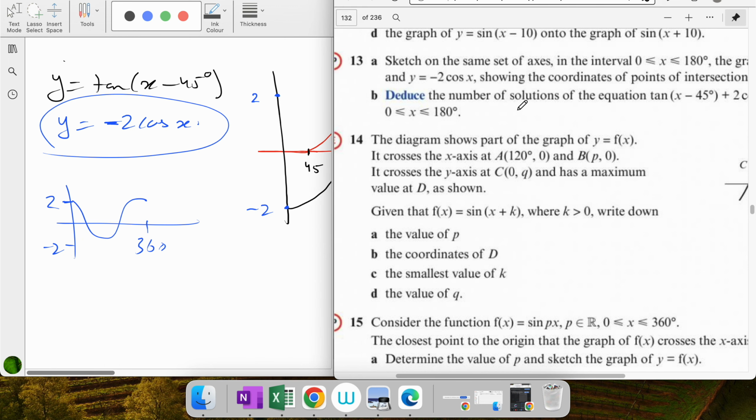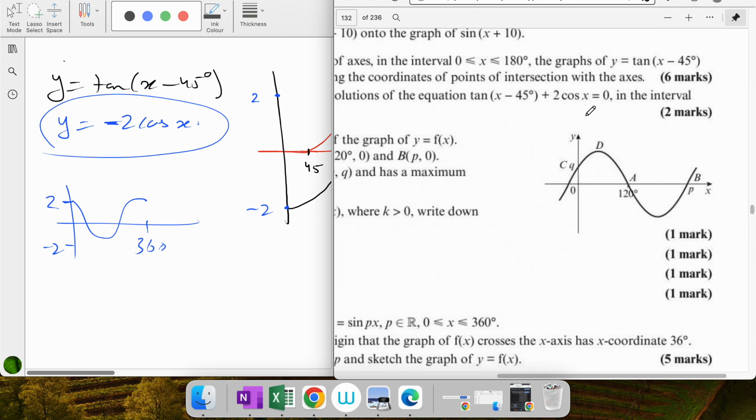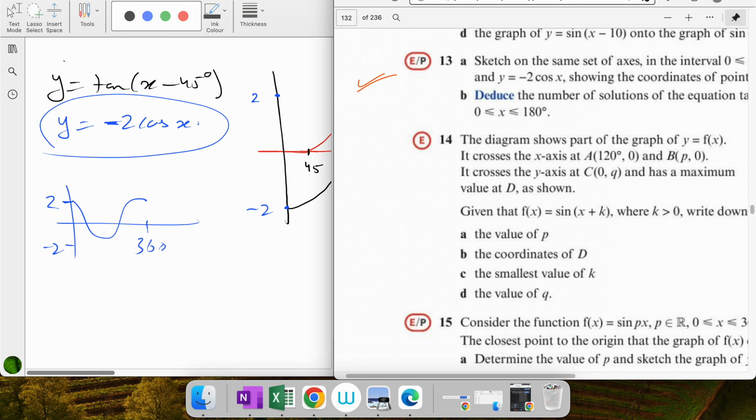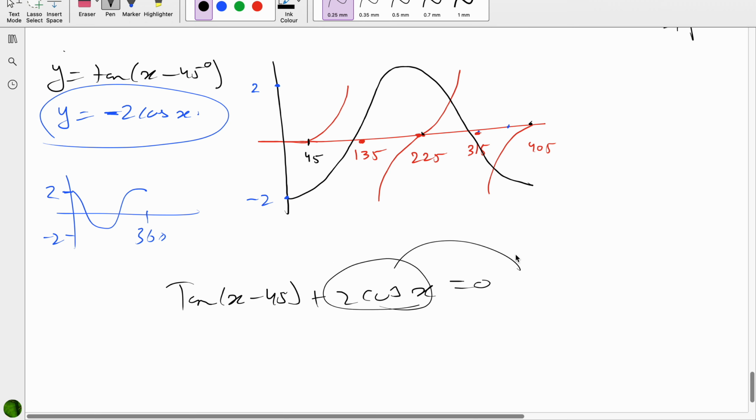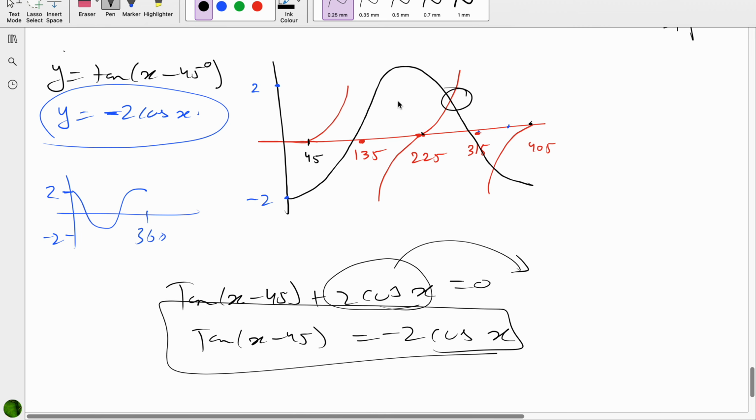And then it says deduce the number of solutions of the equation this and this in the interval 0 to 180. So number of solutions, we can see this was tan x minus 45, and then it had plus 2 cos x is equal to 0. So if you just take this on the other side, this is tan x minus 45 is equals to 2 minus 2 cos x. So where are these two equal? It is at one point. So they have one solution.